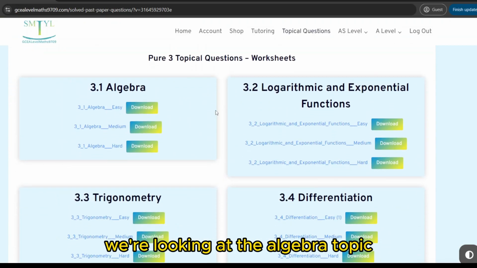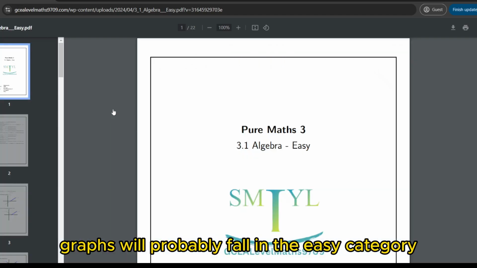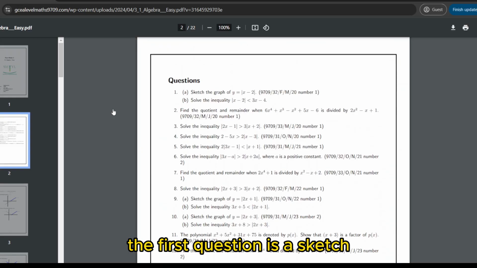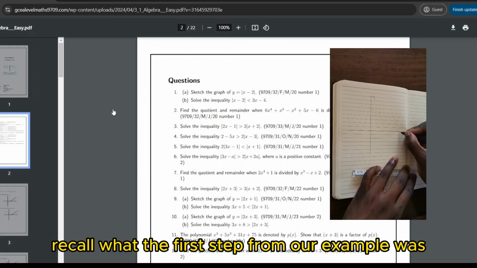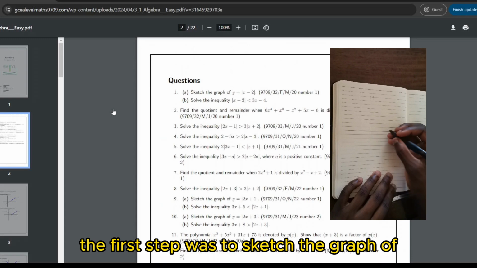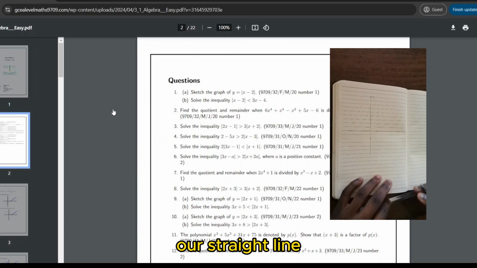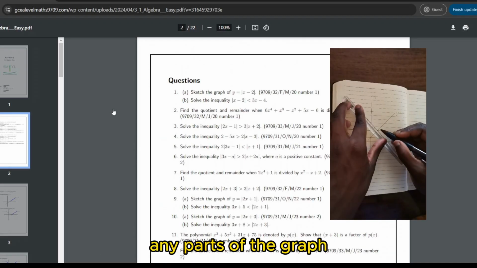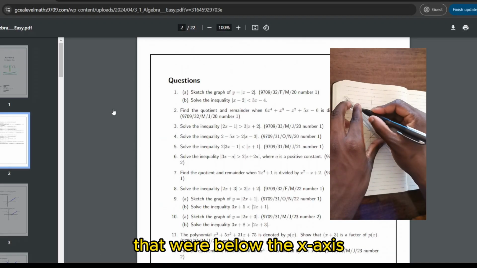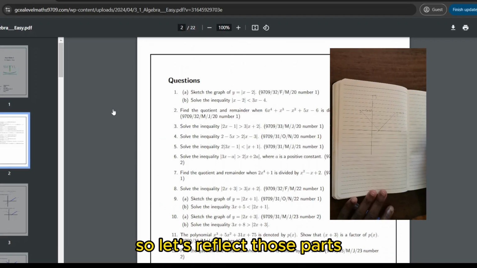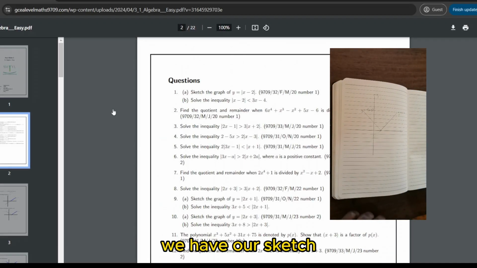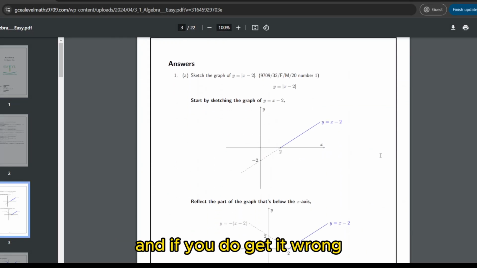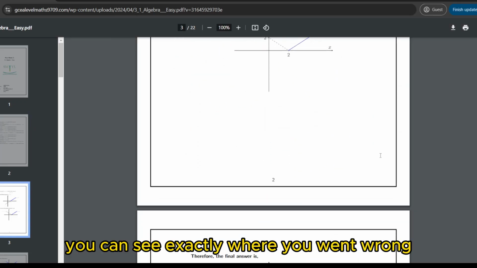When looking at the algebra topic, sketching graphs will probably fall in the easy category, so let's check in that worksheet. The first question is a sketch, so we'll do that. Recall what the first step from our example was. The first step was to sketch the graph of our straight line, so we would go ahead and do that. Then the next step was to reflect any parts of the graph that were below the x-axis, so let's reflect those parts. And voila, we have our sketch. Fortunately, this has detailed solutions, so you can always compare your answers to the solutions, and if you do get it wrong, you can see exactly where you went wrong.